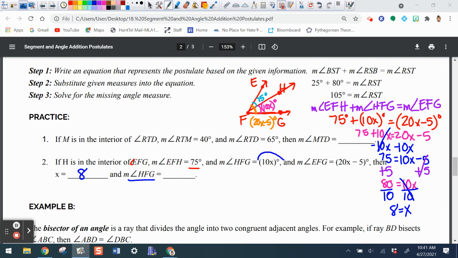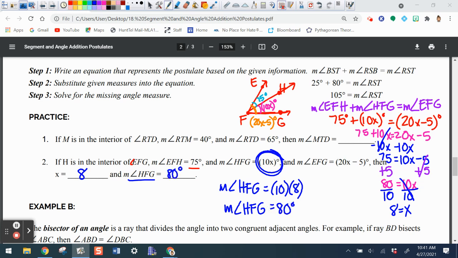So they tell us the expression that represents HFG, the measure of angle HFG. So measure of angle HFG is 10 times 8. And 10 times 8, we already looked at that a second ago, is 80. In this case, we are going to put degrees because we're talking about an angle measure. Now that's looking at a point on the interior of an angle.